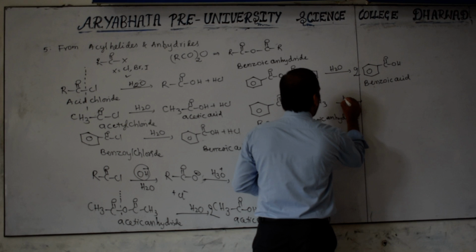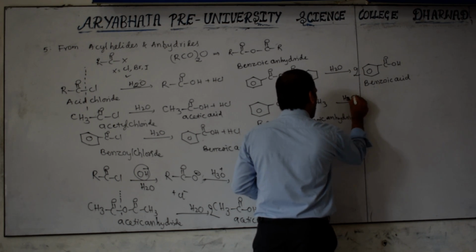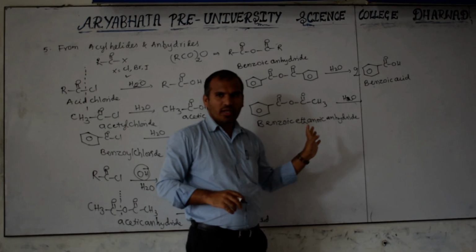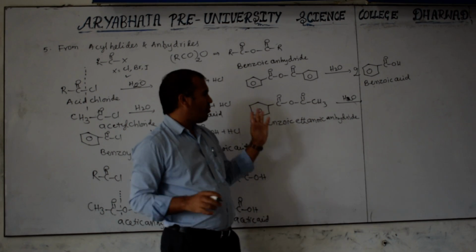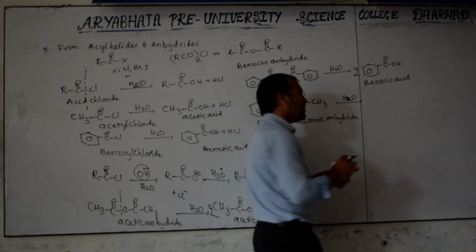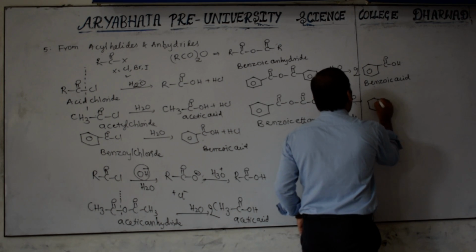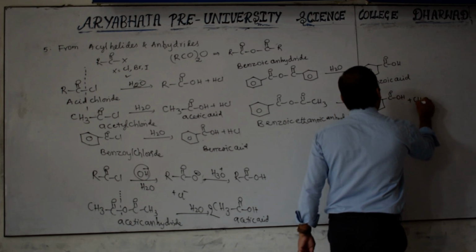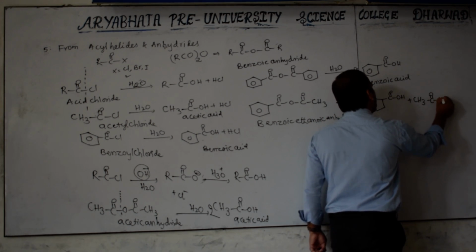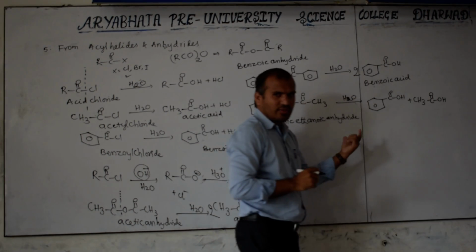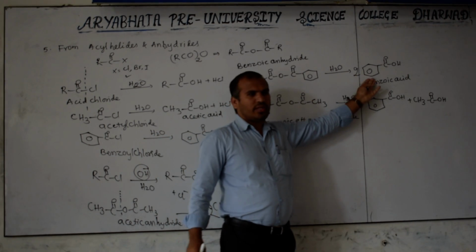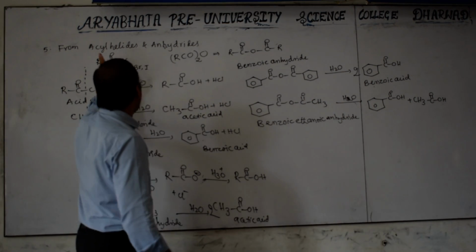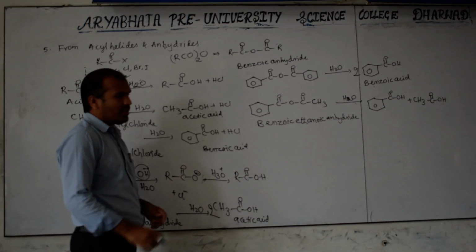Now you can take here H2O. Anyway, earlier we got 2 moles. Here we will not get 2 moles. We will get 1 mole of benzoic acid and 1 mole of acetic acid. You know the names, that's why I am not writing them. Already given: benzoic acid and acetic acid. Okay. So this is from acyl halide and anhydride.